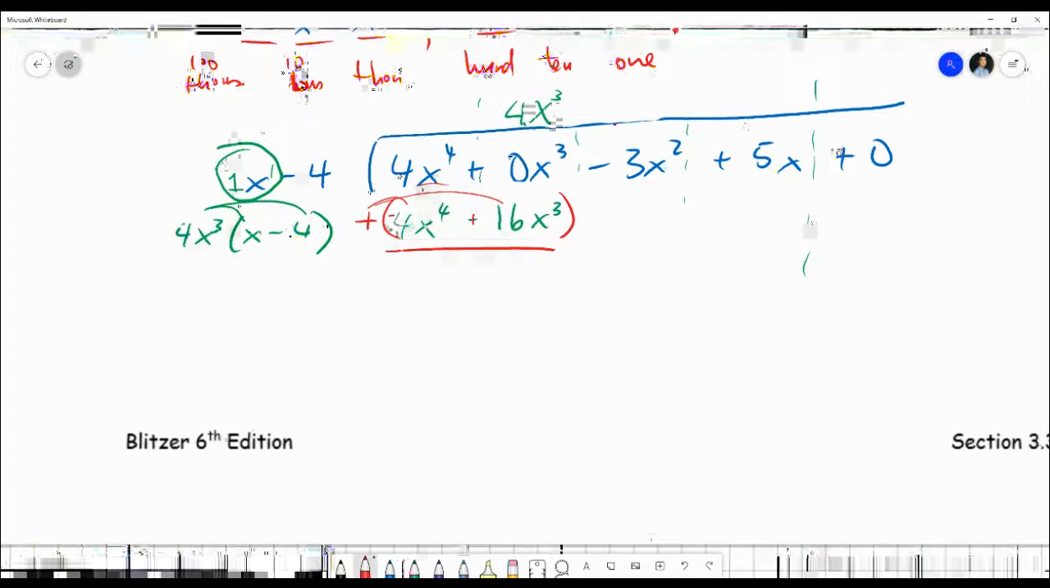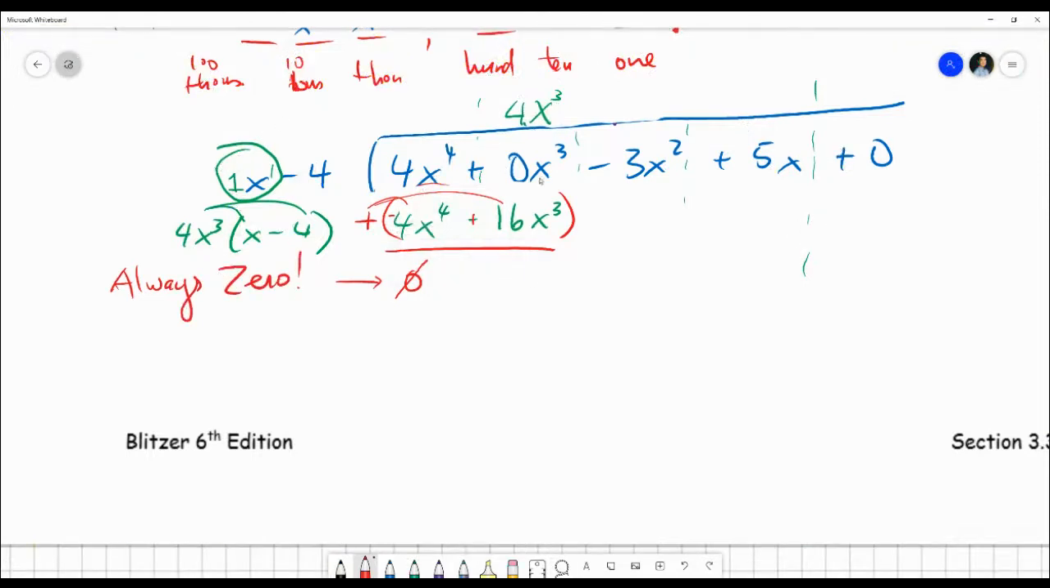So 4x to the 4th plus a negative 4x to the 4th is 0. Now, if this number here is not 0, you did something wrong. This here always has to be 0, because we're trying to reduce the exponent one by one. All right, 0x cubed plus 16x cubed is positive 16x cubed. Now we're going to bring down our next number.